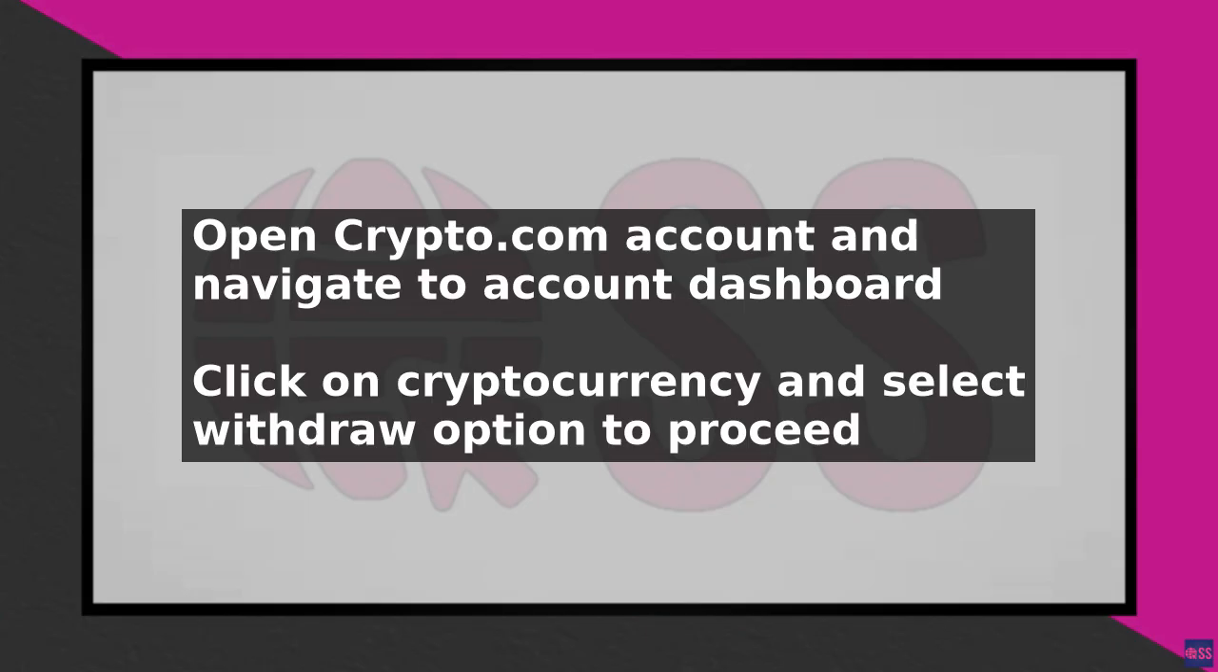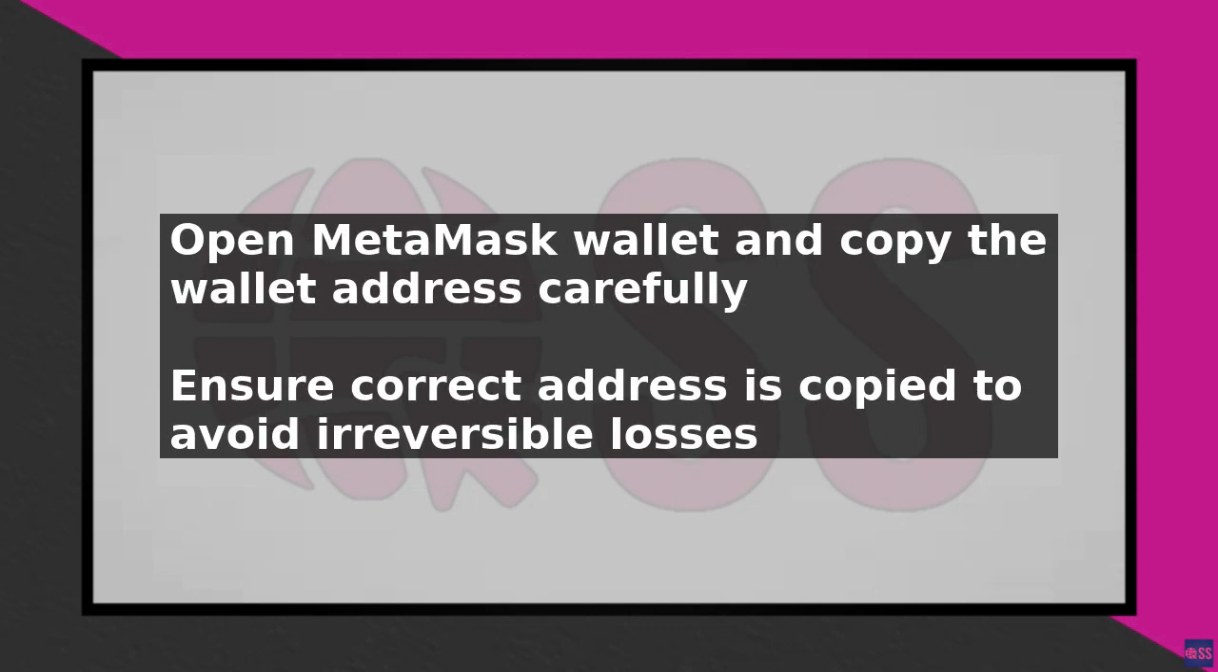Next, open your MetaMask wallet and click on the three dots next to the account name. Then select the copy address option to copy the wallet address. It is essential to ensure you are copying the correct address, as cryptocurrency transactions are irreversible.